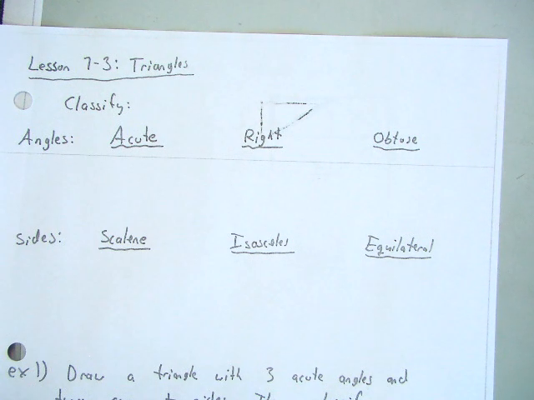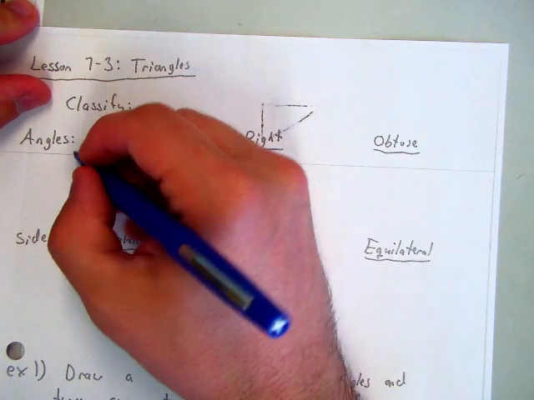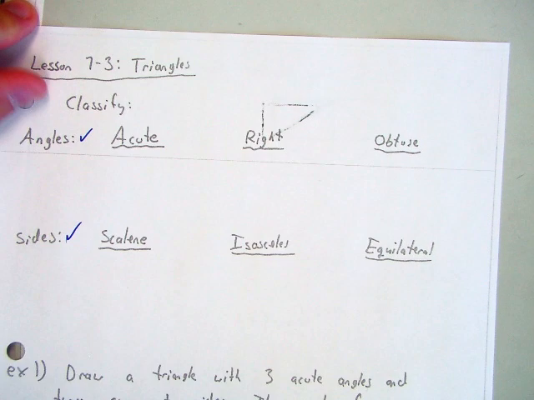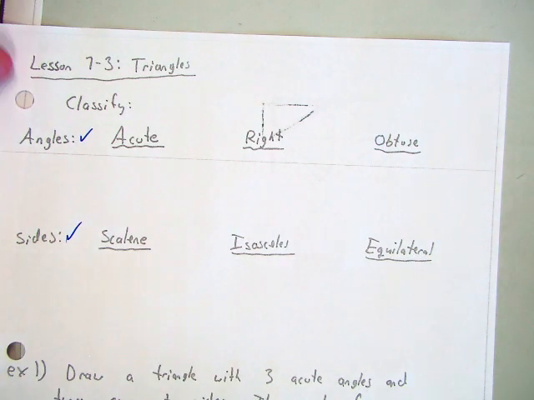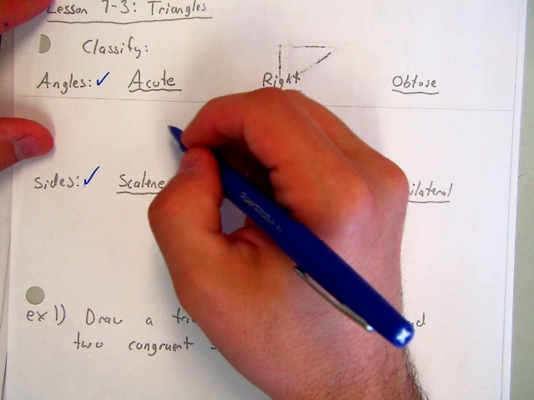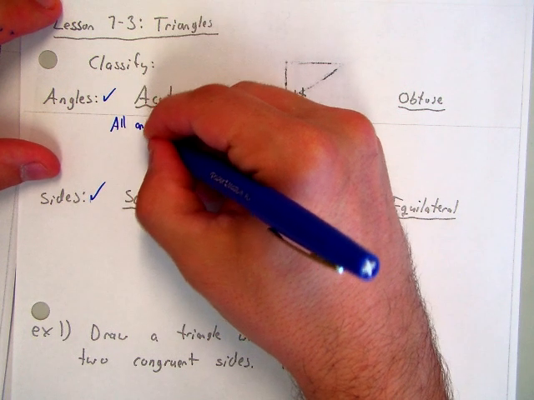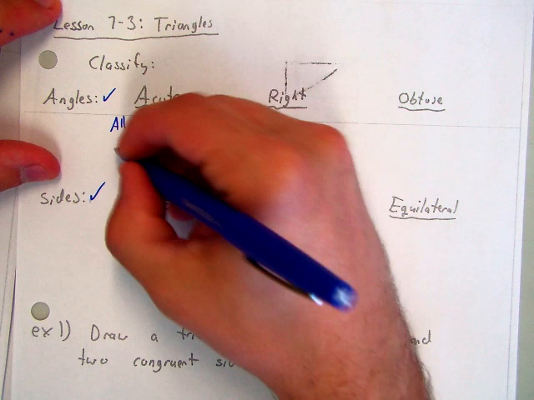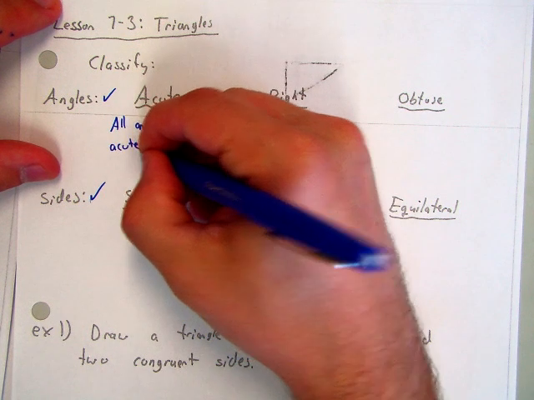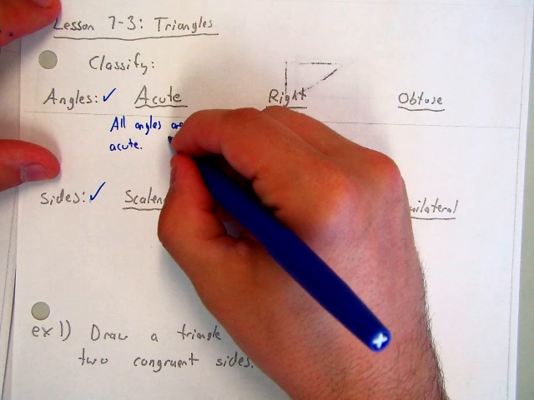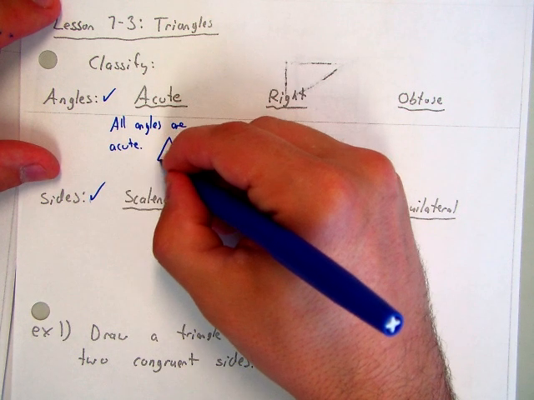All right, so today we're going to be talking about 7th grade, Chapter 7, Lesson 3. This is all about triangles and how to classify them. So, when we look at classifying triangles, we can either classify them by angles or sides. An acute triangle. This is a triangle where all angles are acute. So it could look something like this.